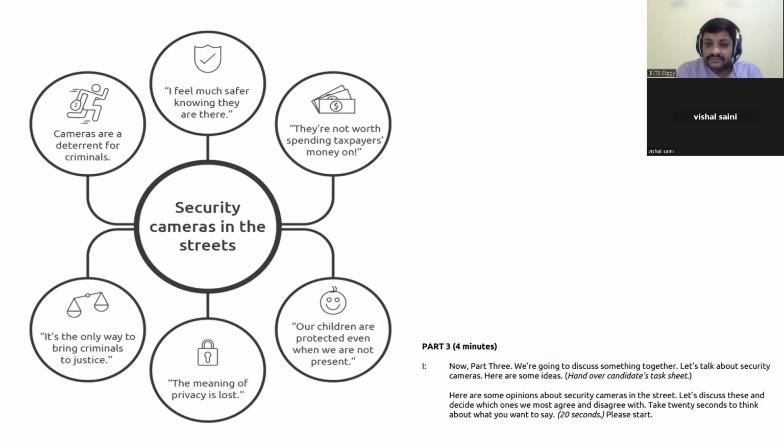Actually, we are present with our children every time, but sometimes it happens they are playing outside in the streets, and cameras are one of that kind of safety tool for our children. About the meaning of privacy, I don't agree with this point, because there is no privacy in the streets.